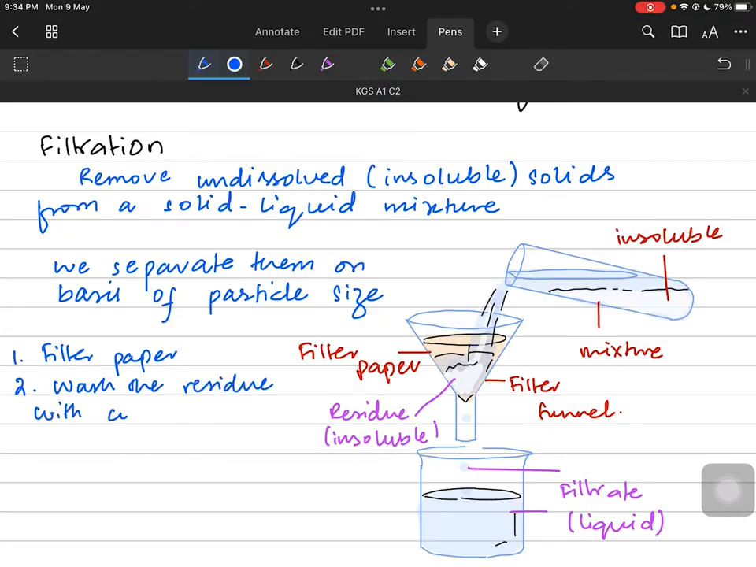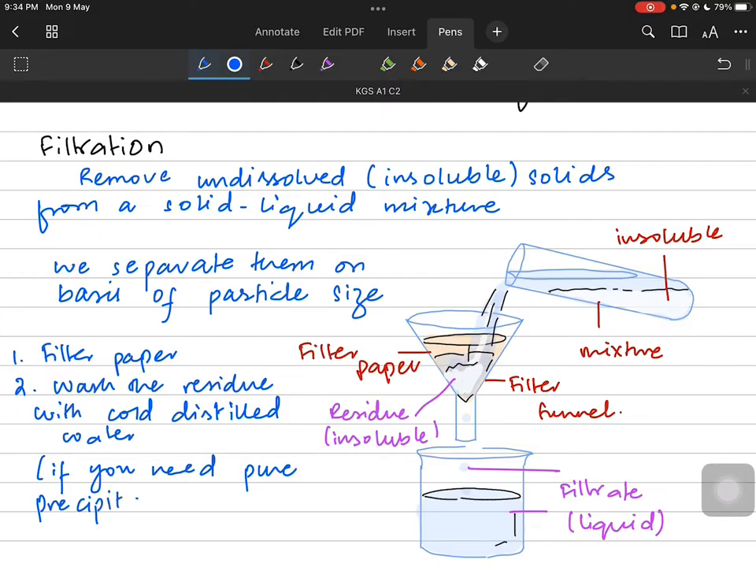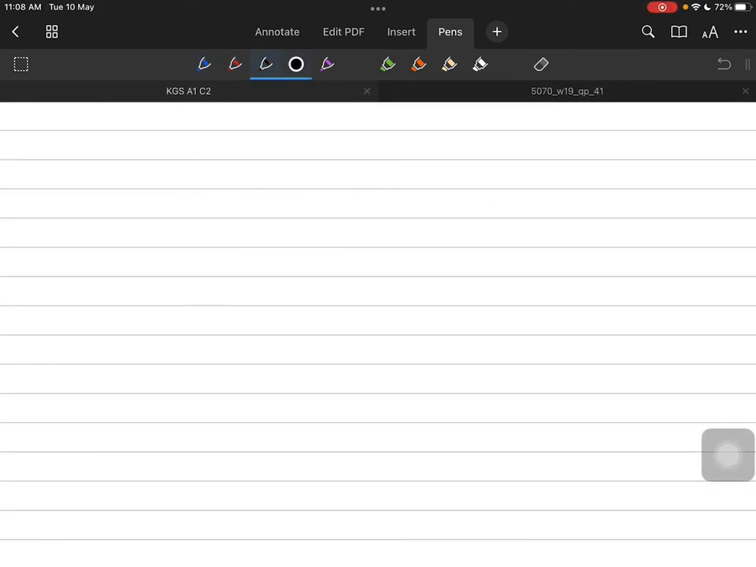So you need a filter paper for the process. Once the filtration is done, if you need the residue to be pure, you just wash the residue with cold distilled water. For example, if you want pure precipitates of barium sulfate or calcium sulfate, you wash them with cold distilled water. So if there's any filtrate remaining on the residue, it passes through, and then when the residue is washed, you dry it using filter paper.